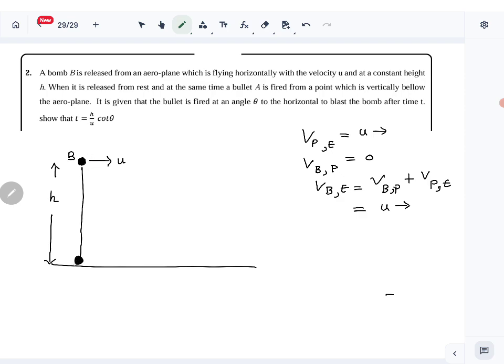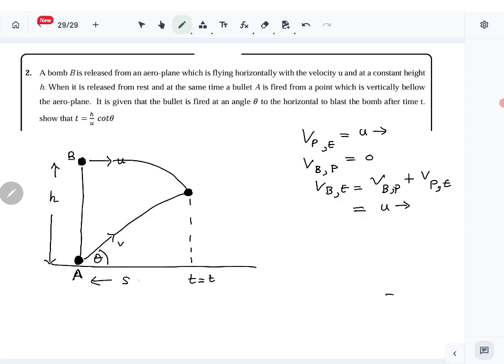Now that is the bomb, and another bullet is fired from a point exactly vertically below that point, which is bullet A, at an angle theta to the horizontal. The speed is not given, we'll mark it as V, and what will happen? They will go like this, and at some point they will collide, right? That time is also given. They will collide at time t, right?